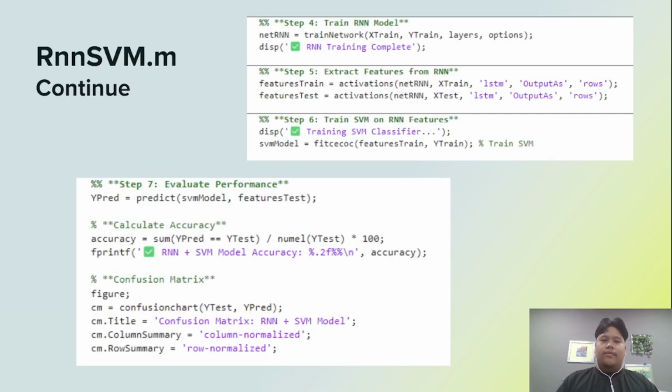Next, we move on to step 4, which is train RNN model. We set the net RNN equal to trainNetwork, and there are 4 parameters, which are X train, Y train, layers, and options. And for the last step, which is step 5, we extract features from the RNN. If the image is training, we use features train, and if the image is testing, we use features test.